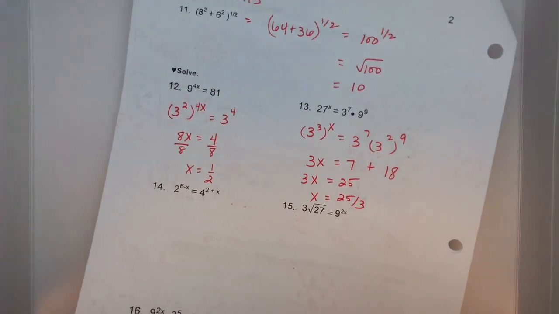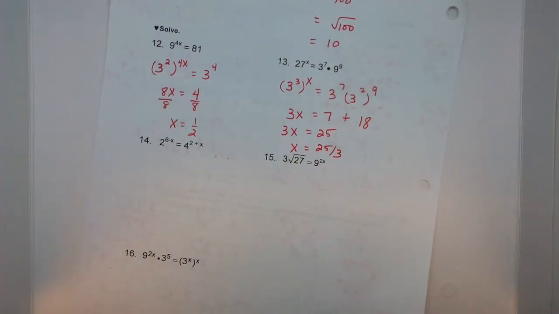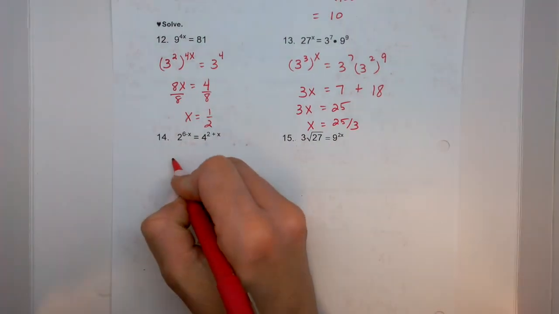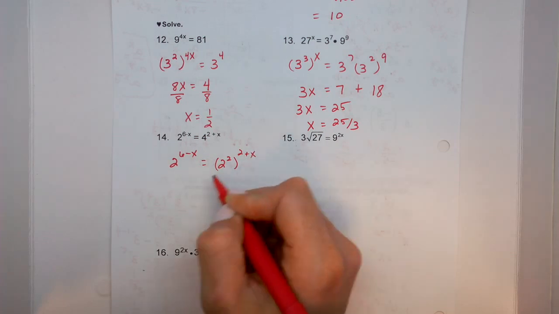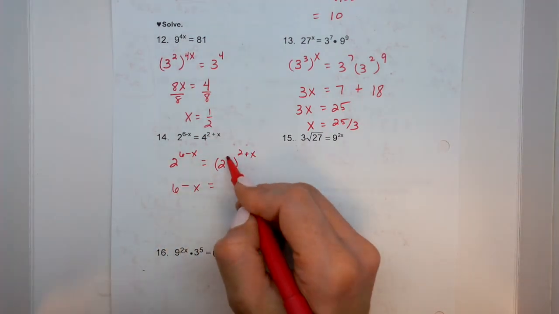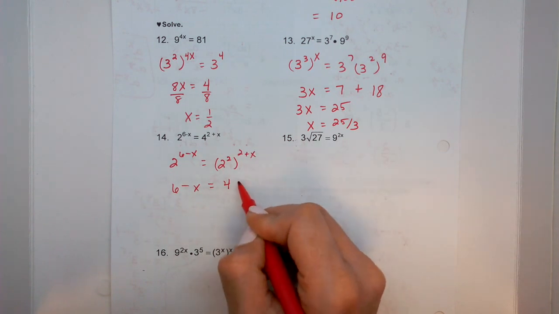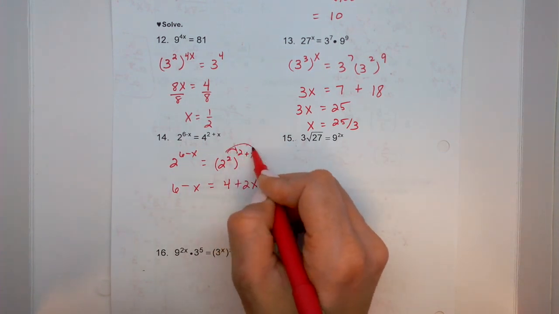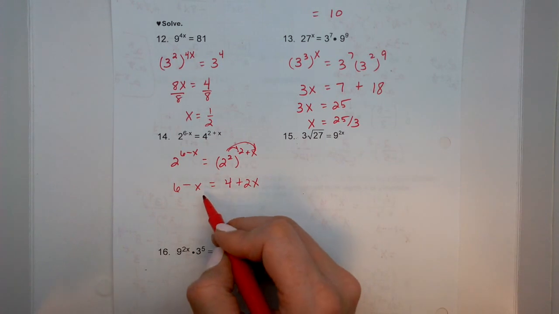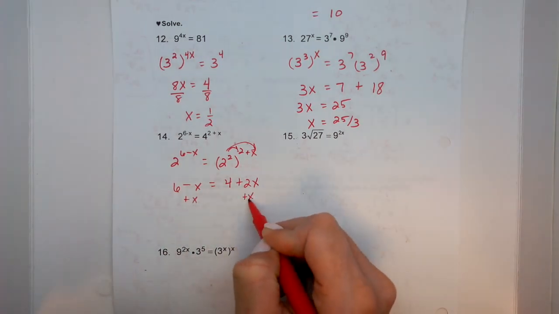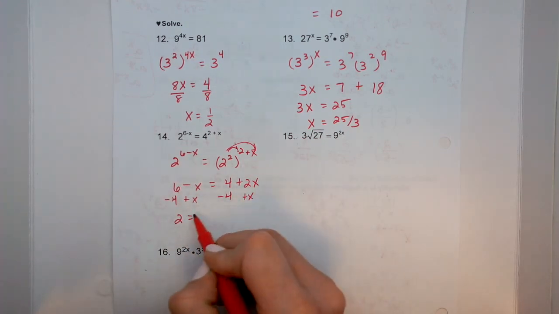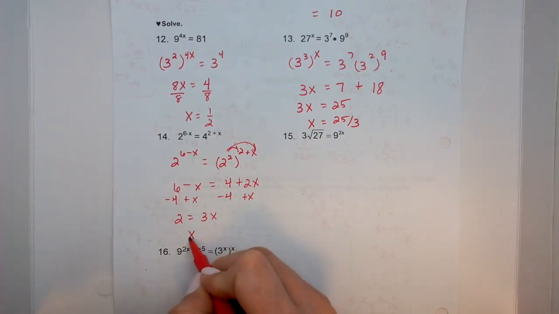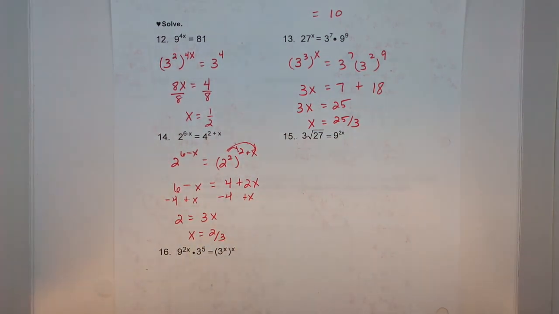On number 14, we have base 2. So 4 is 2 squared. So I have 6 minus x is equal to 2 times 2 is 4. 2 times x is 2x. You multiply because you have a power to a power. So now I'm going to add x to both sides, and I'm going to subtract 4 from both sides. So 6 minus 4 is 2. 2x plus x is 3x. Divide by 3. Okay, so x is 2 over 3.